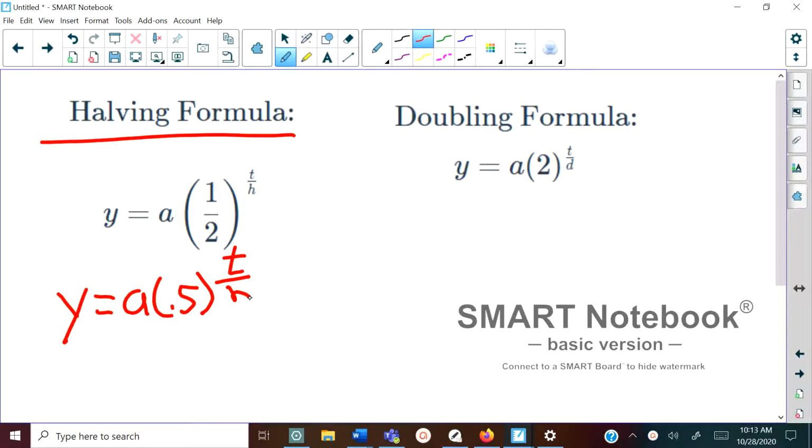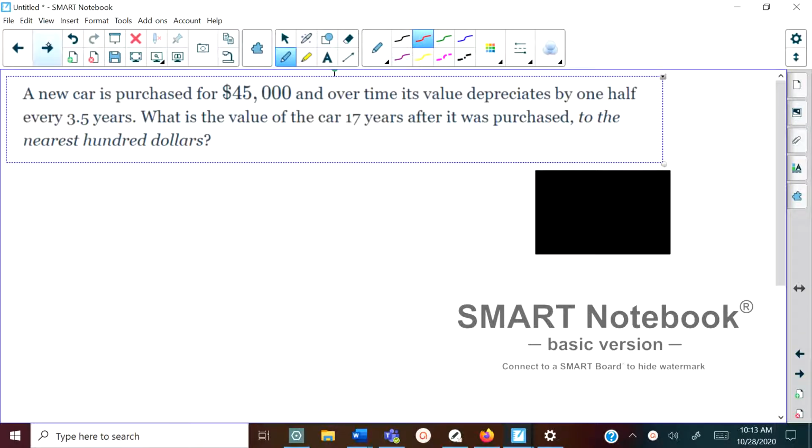Alright, so let's take a look at an example. A new car is purchased at $45,000, and over time its value depreciates by 1/2 every 3.5 years. What is the value of the car 17 years after it was purchased to the nearest $100?